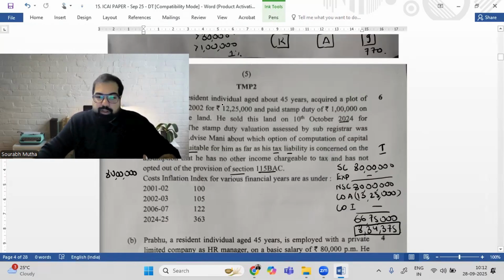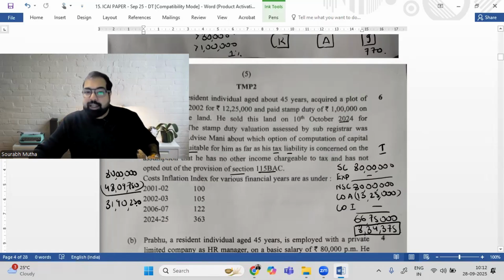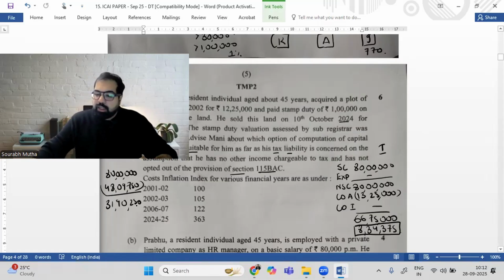So 13 lakh 25,000 divided by 100 (the March 2001-02 index), multiplied by 363, since you're selling it in the year 24-25. So the cost is 48 lakh 9,750. If I minus this from 80 lakh, I get 31 lakh 90,250. This is my long-term capital gain after indexation. This is my other option. And 20% is what I'll have to pay. So I'll have to pay 6 lakh 38,050.